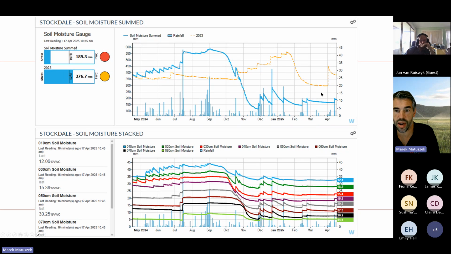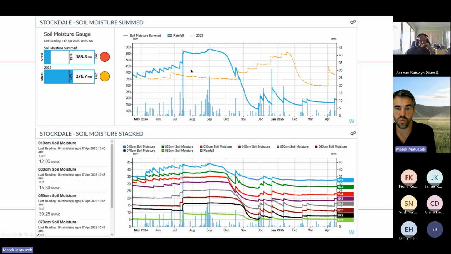Stockdale, which is one that's out of the bag because they were so dry. The subsoil was so dry that there wasn't enough moisture in the soil for roots to push through and access that soil moisture. So there was a lot of moisture that was left because the plant couldn't access it. Whereas this year we had rainfall that wet that profile up nicely.